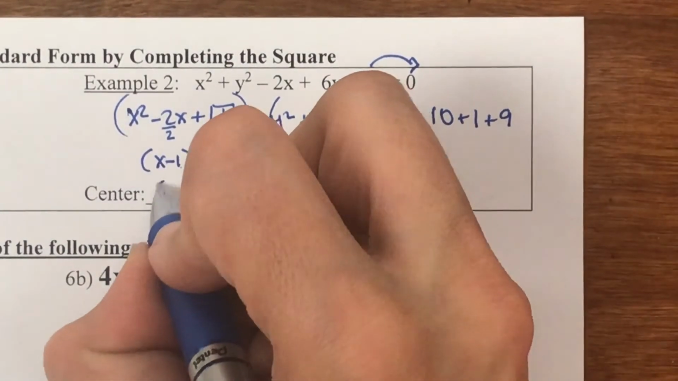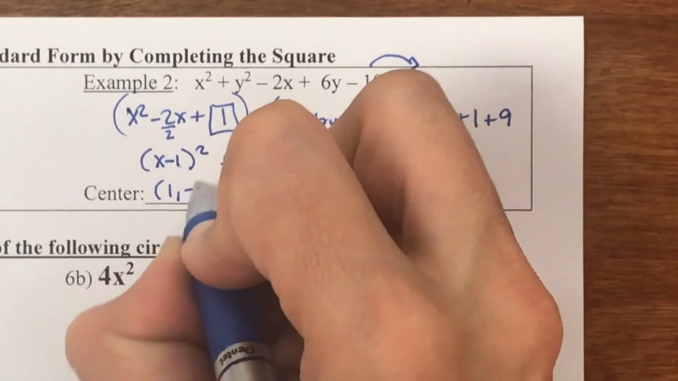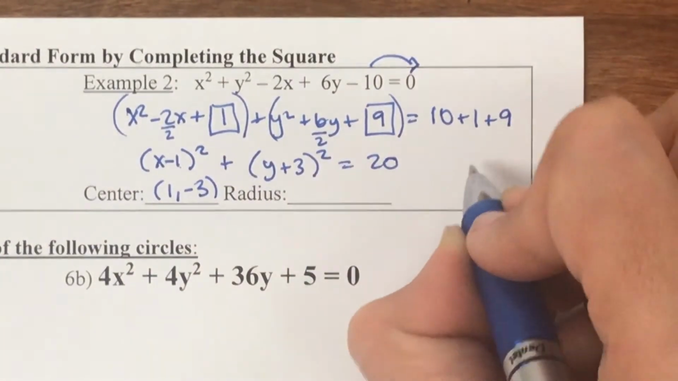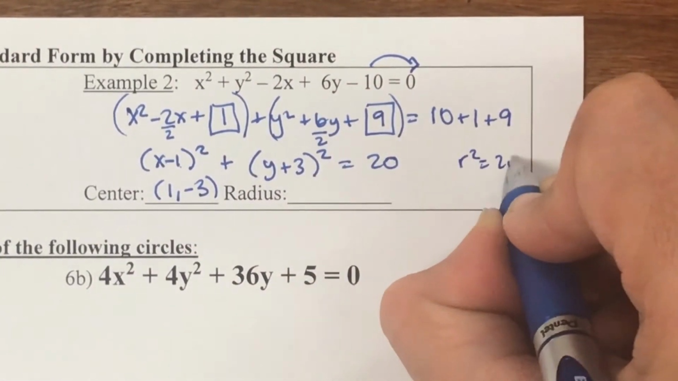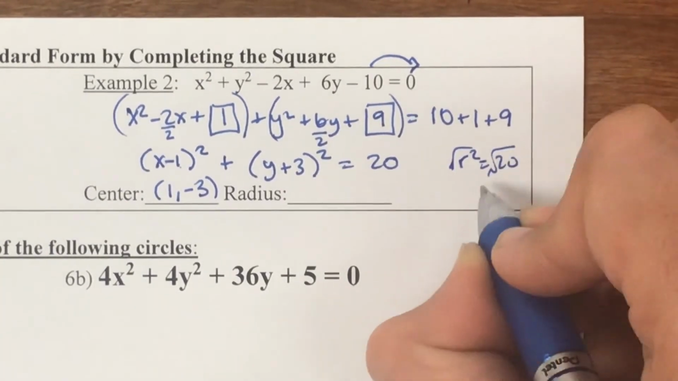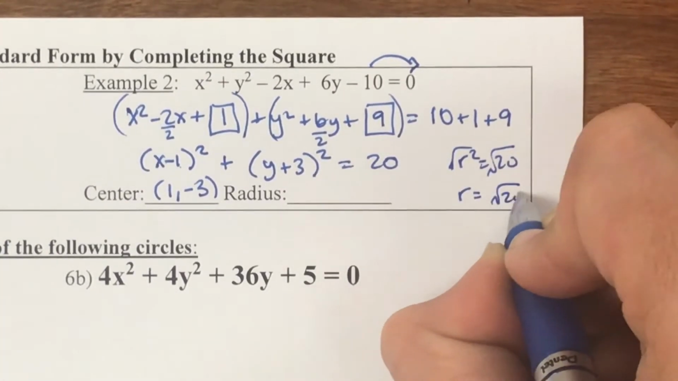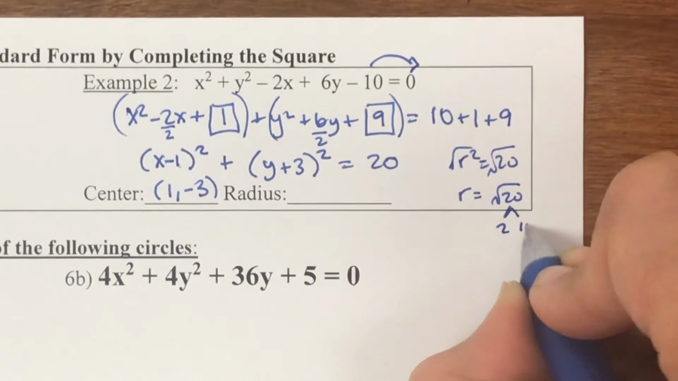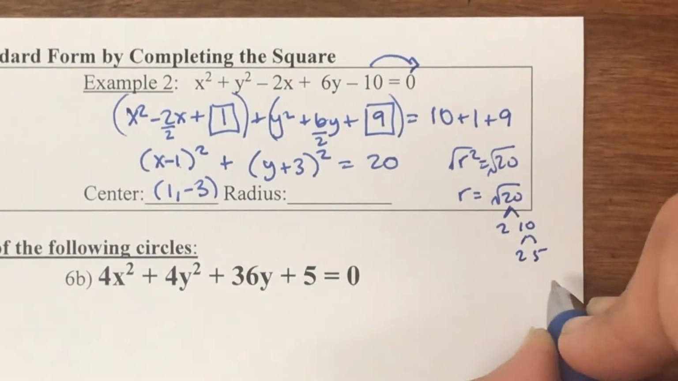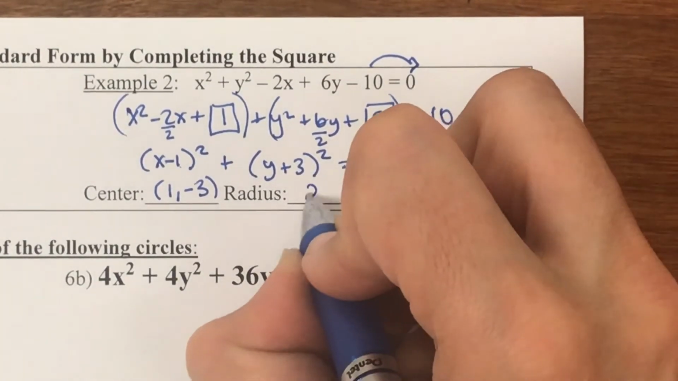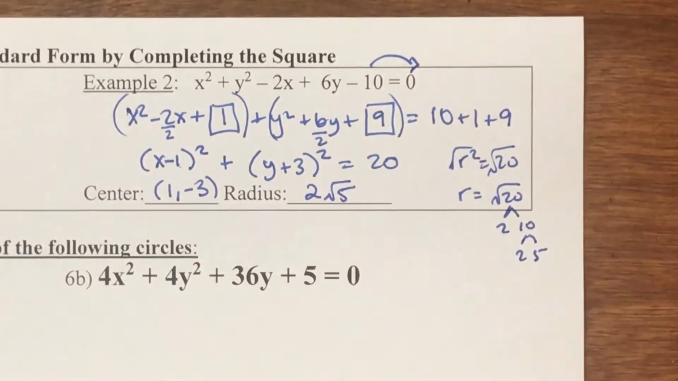And now our center is opposite sign, (1, -3). My radius, so r squared equals 20. You can square root both sides, so you're going to get r equals the square root of 20, which breaks down into 2 and 10, 2 and 5. So you can pull out a 2, and you get 2 square roots of 5.